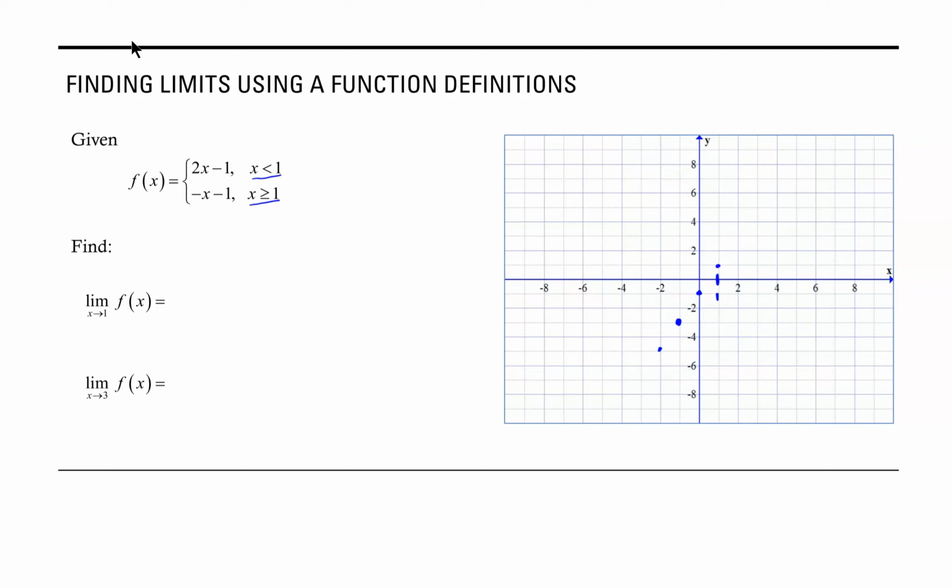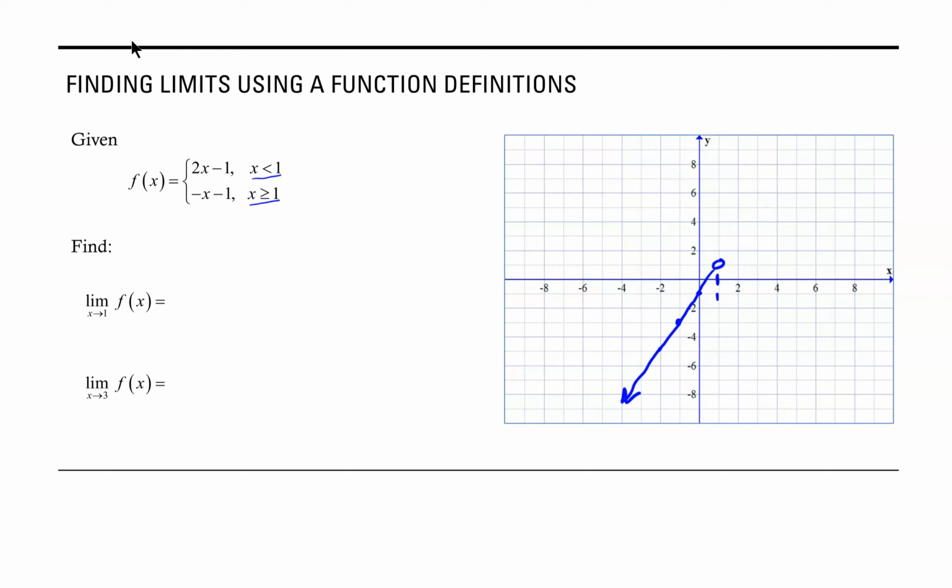Notice that 1 is not included in that component, so I'm going to make this an open circle there. And I've got a few points. And so there's the behavior of this function for values of x that are less than 1. I'm going to choose a different color, orange.